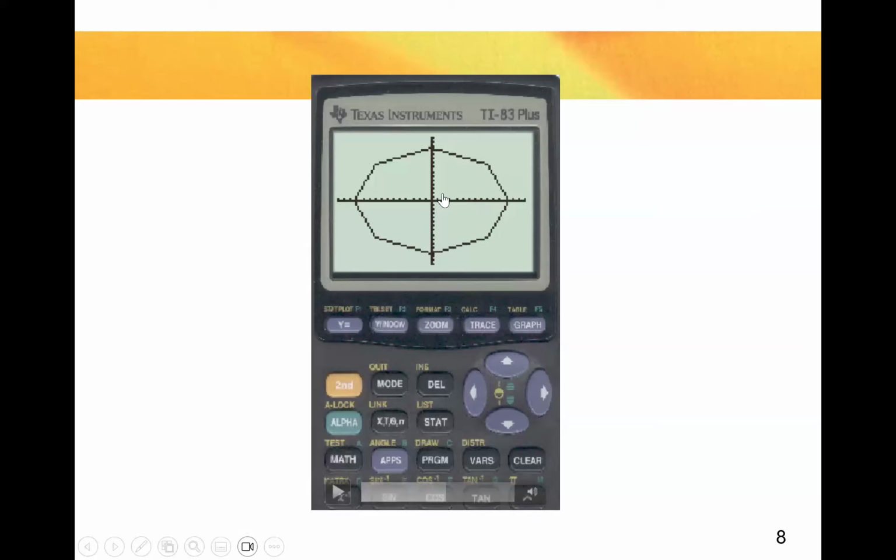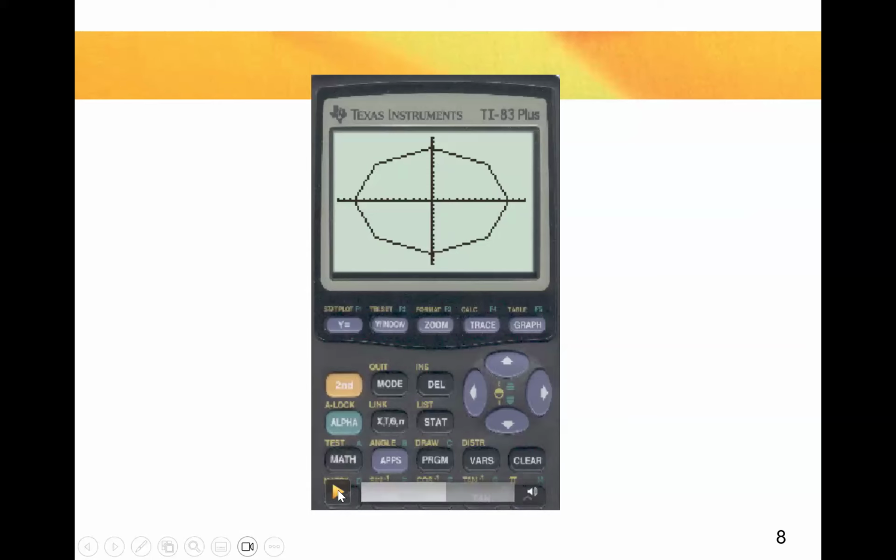Is it trying to make a circle? It is trying to make a circle, but notice when we do our calculations, it's pi over 4. So how many calculations do we have here? 1, 2, 3, 4, 5, 6, 7, 8, and 9. There are only 9 calculations that we did, so it just connects them with a straight line.